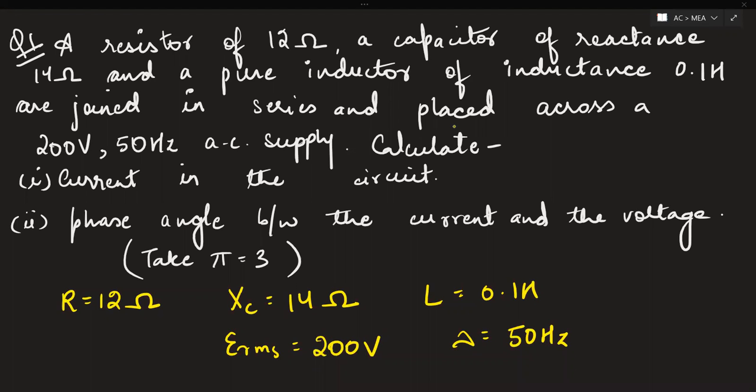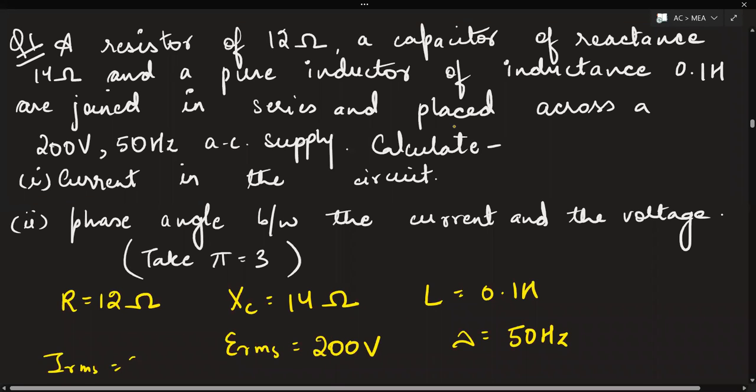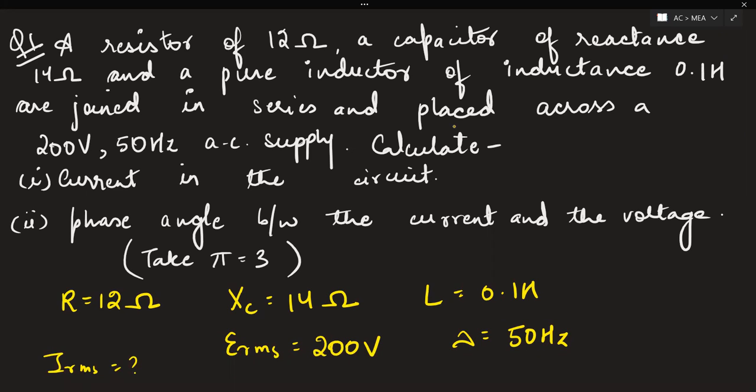Now what do we have to find? We have to find the current in the circuit. Current in the circuit means you have to find the IRMS only. Now for finding the IRMS, we need the value of resistance. We have a resistor, but we cannot use this only. Here we have to include all the three. We have to find the net resistance. And the net resistance of an LCR circuit is known as impedance, Z. IRMS, and okay, phase angle also you've calculated.